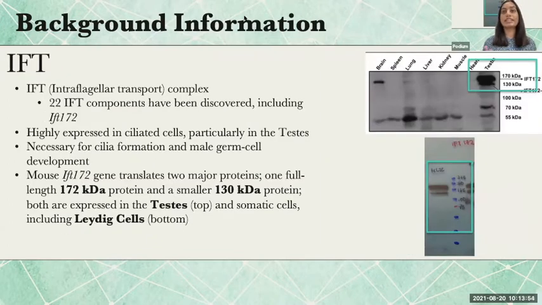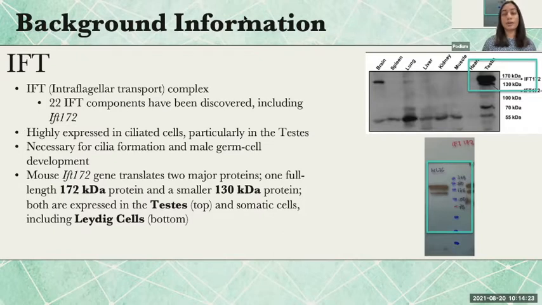Next, what exactly is IFT? So IFT is the intraflagellar transport complex. And there are 22 IFT components that have been discovered, including IFT-172. And the IFT complex is highly expressed in ciliated cells, particularly in the testes, as well as in the trachea and in the brain. And the IFT complex is essential for cilia formation, as we saw with the IFT raft, as well as male germ cell development.